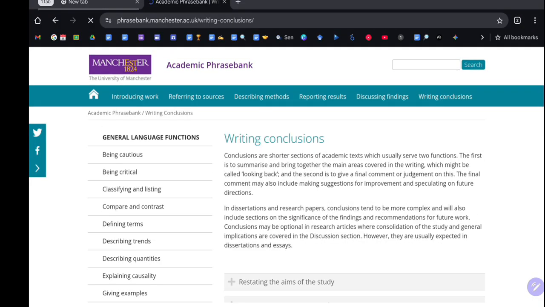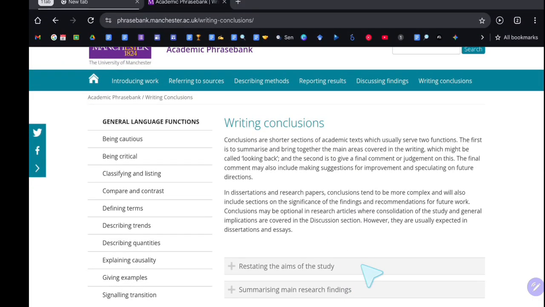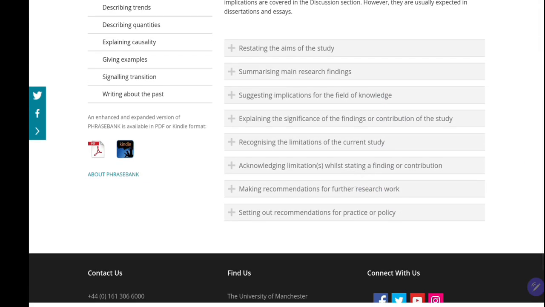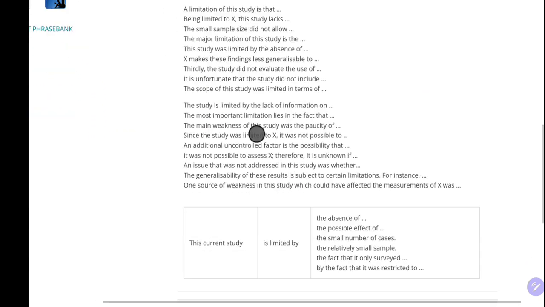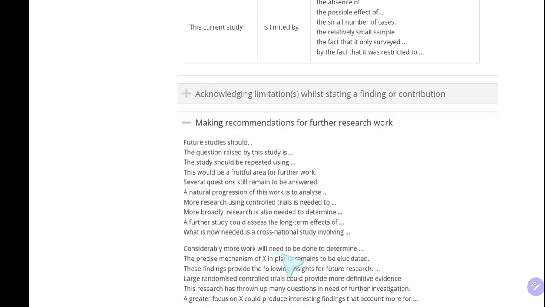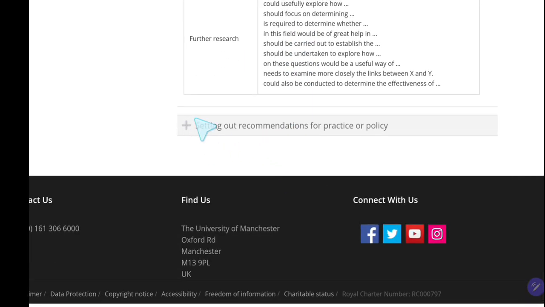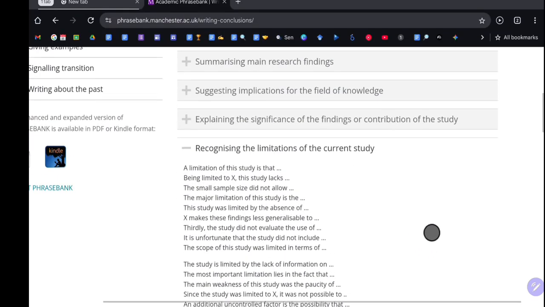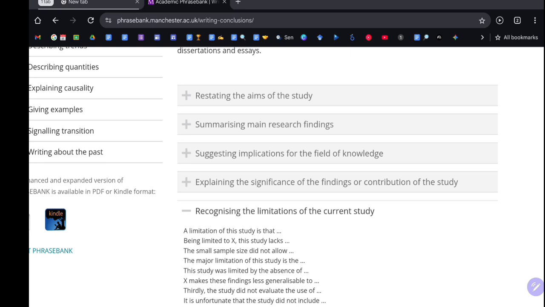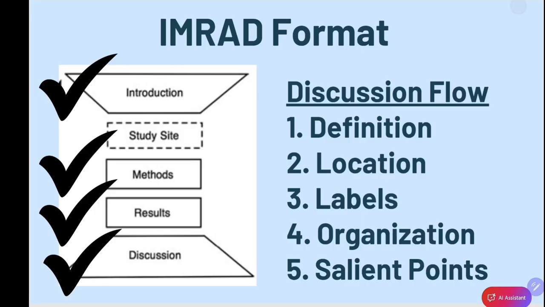You might want to check again the Manchester Academic Phrase Bank, okay, so that you would be able to identify how writers would typically write about, say, the limitation of the study, or probably how they would write recommendations. And perhaps we can also have here other portions of the conclusions. At this point, I believe I am able to finish all the sections of the IMRAD already.